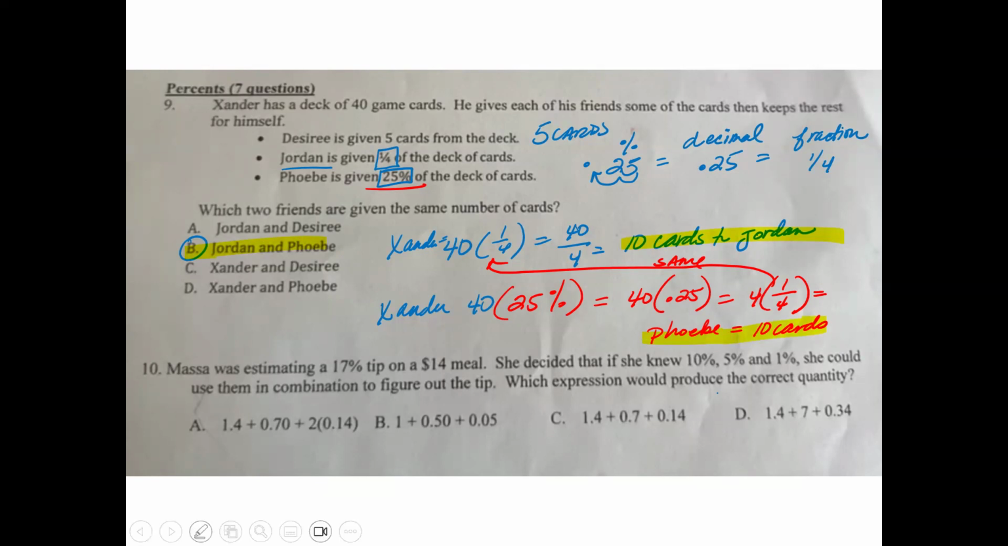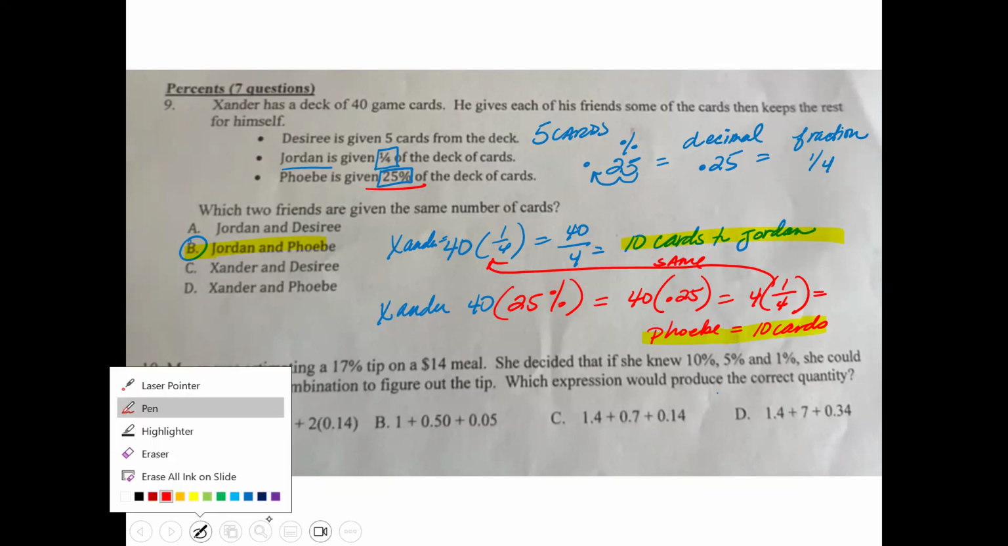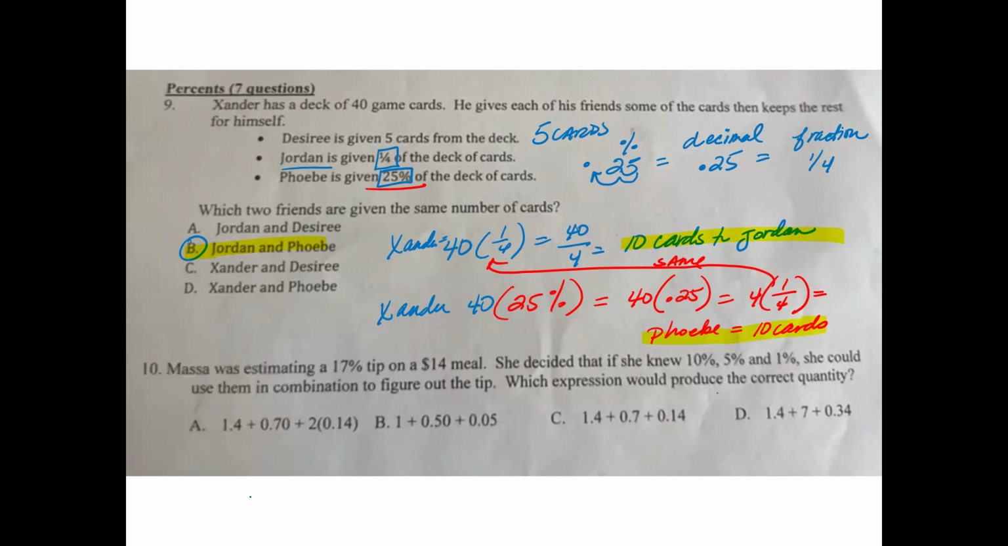Okay, number 10, go. Martha was tipped 17% on a $14 bill. She decided that if she had 10%, 5%, and 1%, she could use them in combination to figure out the tip. Which expression would produce the correct quantity?